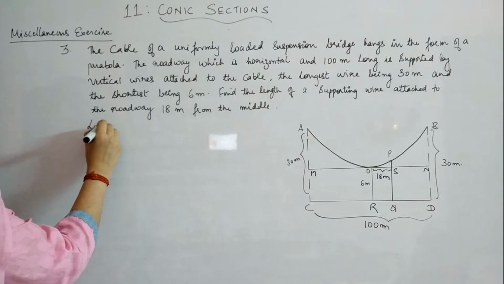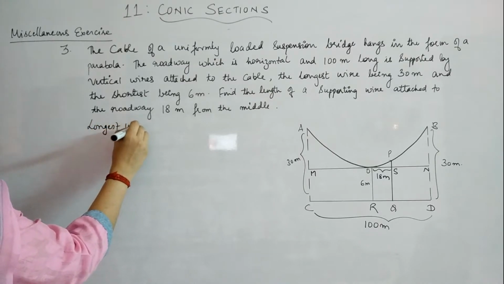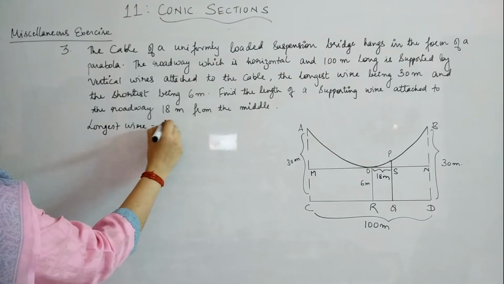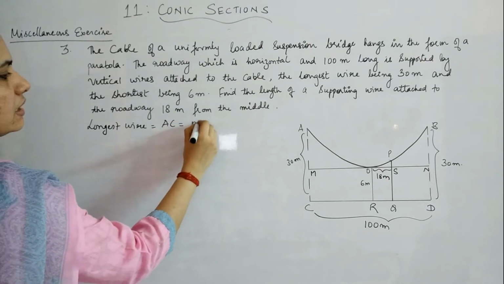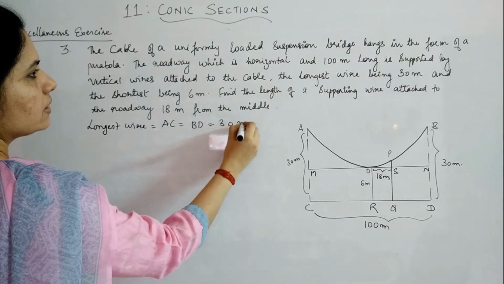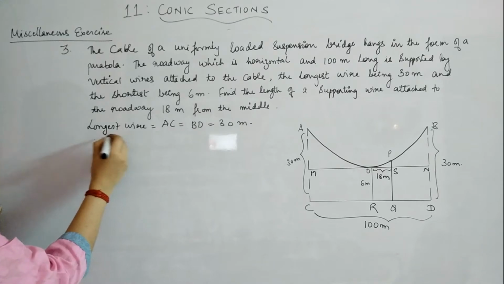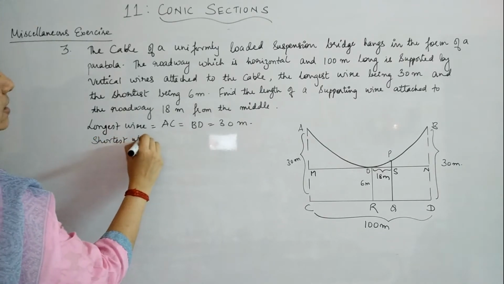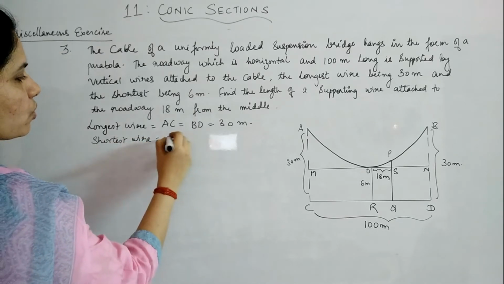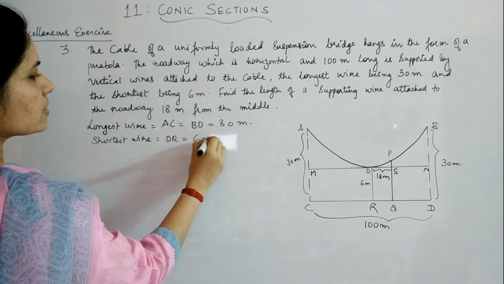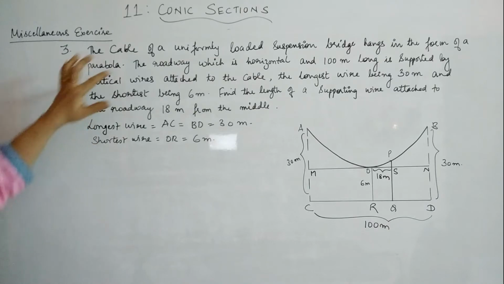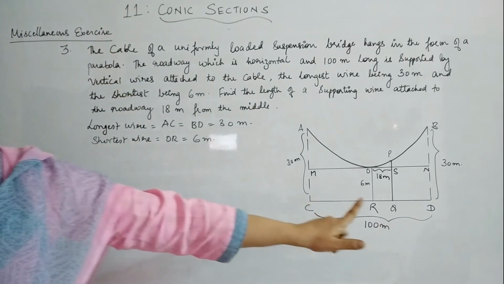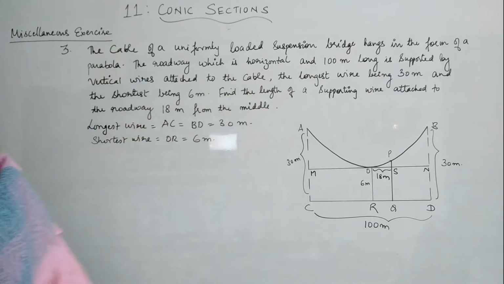The longest wire's length is equal to AC as well as BD, which is given to be 30 meter, and the shortest wire's length is given to be 6 meter, which is taken as OR here, equal to 6 meter. Now the roadway's length is also given, the roadway which is horizontal, and it is given to be 100 meter.